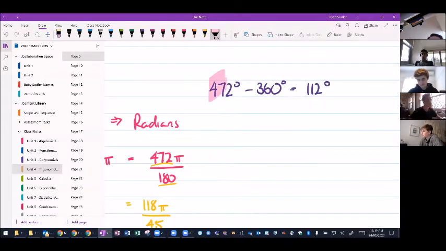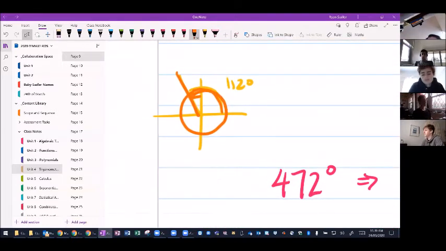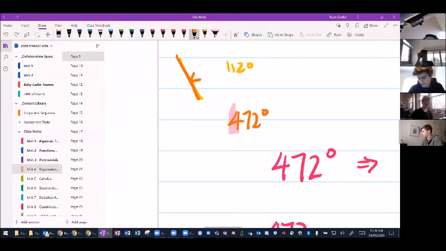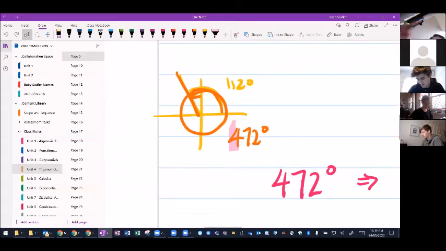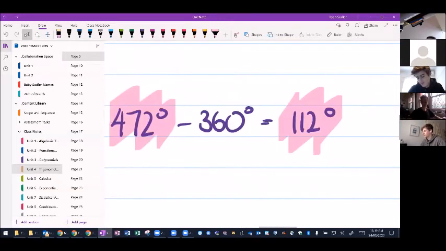That means that this angle and this angle are exactly the same thing. They put you in the same quadrant, which is what I demonstrated here. That angle of rotation there is 472 degrees. It starts at 0 and goes all the way around, and then 112. So these two things are the same. Does that make sense? So we get this line here.